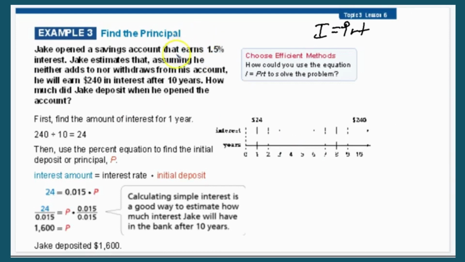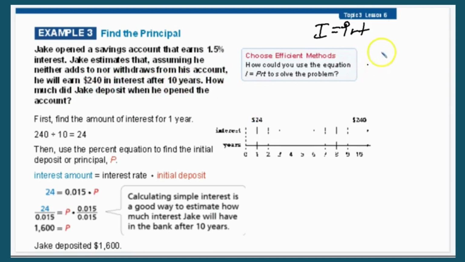Example 3. Find the principal. Jake opened a savings account that earns 1.5% interest. Jake estimates that, assuming he neither adds to nor withdraws from his account, he will earn $240 in interest after 10 years. How much did Jake deposit when he opened the account?